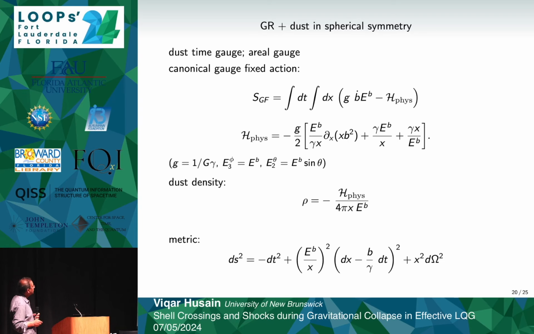Just to remind you what those are, there's some certain coefficients of the triad. And the physical Hamiltonian looks like this. And G is just this combination of Newton's constant and the inertia parameter. The dust density here is given by this. And the metric corresponding to these gauge fixings looks like that. Okay, so that's the model. That's the classical model that we looked at.